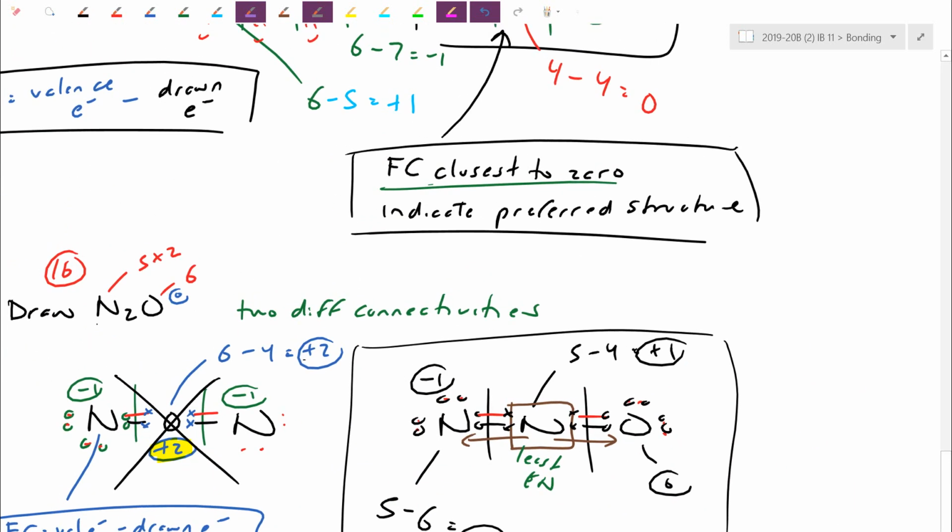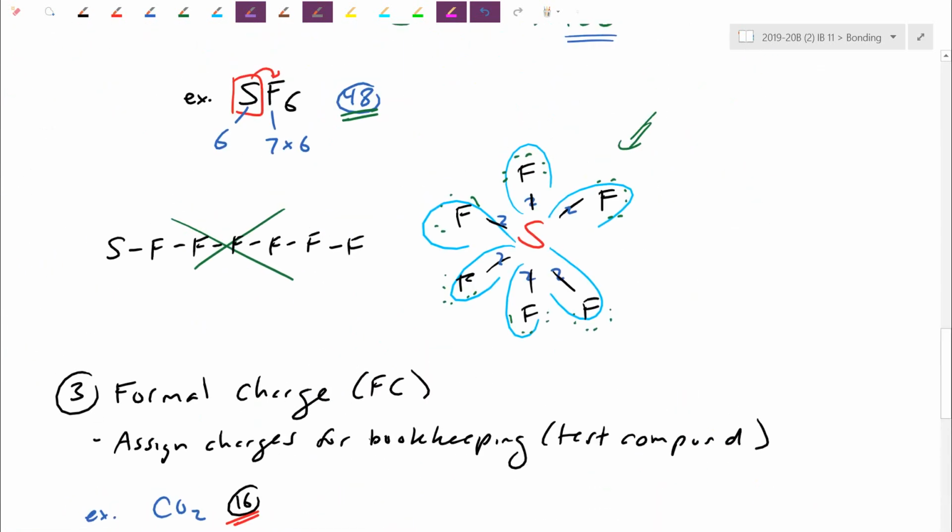You can try drawing the S and the 6 fluorines in a chain here. Try putting all the dots on. When you have a correct Lewis diagram, check your formal charges. It's not going to be as good as this SF6 molecule.